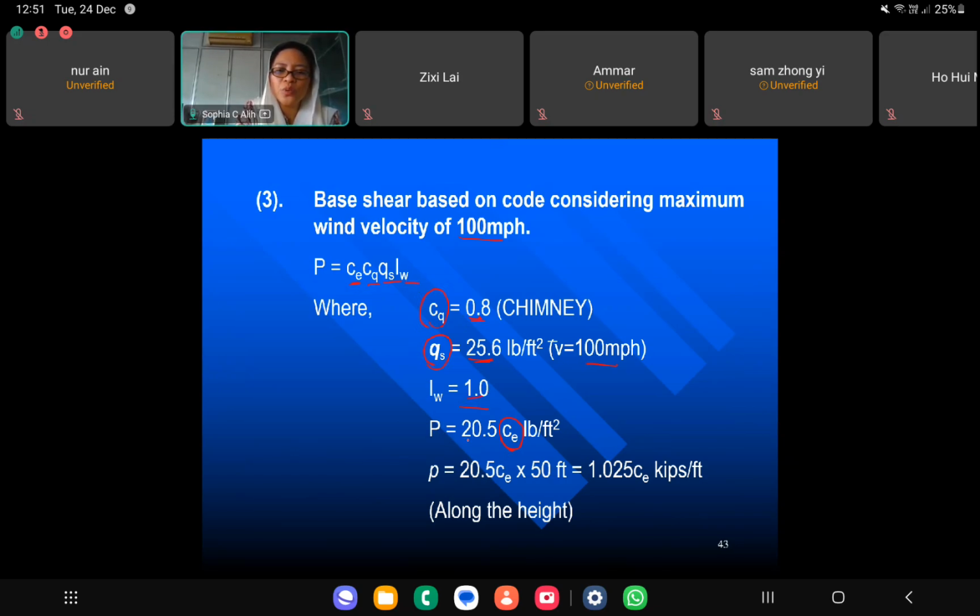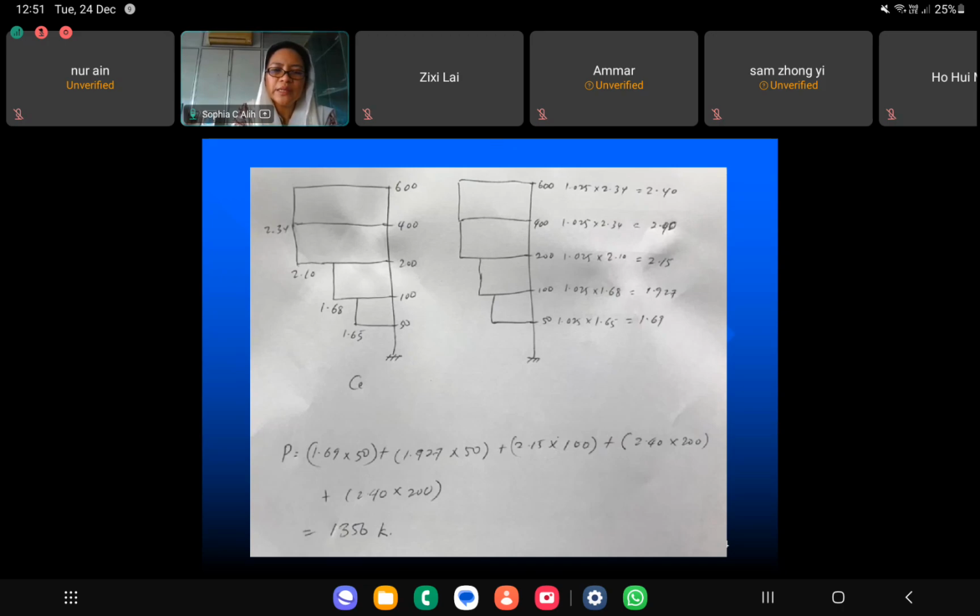So I have P equal to 20.5 times CE pound per feet square. If I want to have per feet length, I just need to times 50 because 50 is the diameter. Then I can get this one per feet length, so this is along the height. If I want to get the total, I can get what is the CE coefficient for 50 feet height, 100 feet height, 200 feet height, 400 feet height. This is CE, okay? And since the code did not give me for 600, I use the same, 2.34.